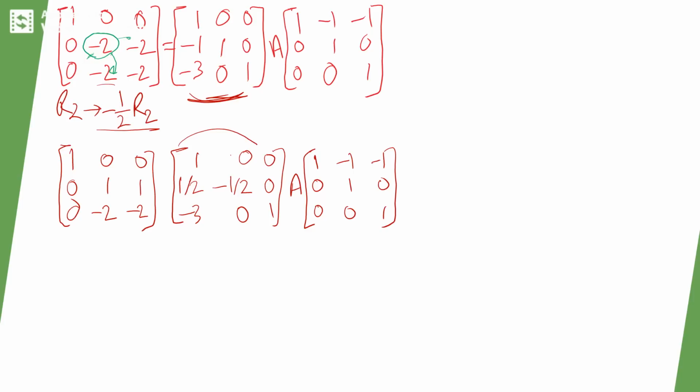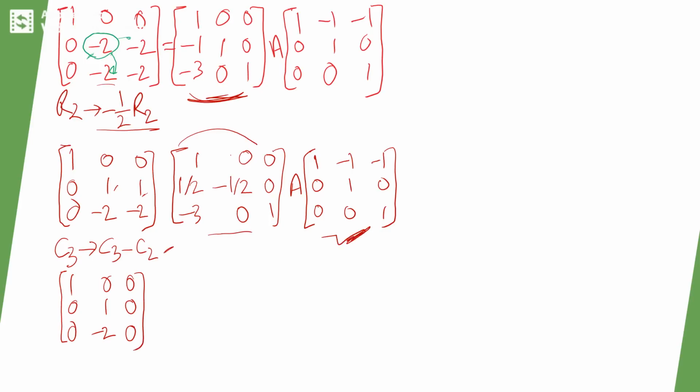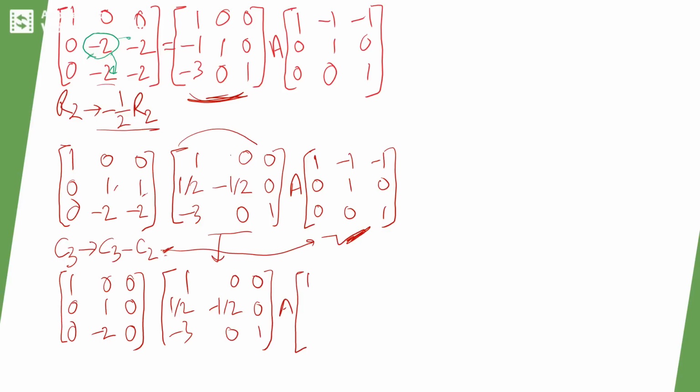Now by the help of that element, make the below element 0, or we say that element 0. So we apply the column operation on C3 minus C2, so it become 1 0 0 0 1 minus 2 0 0, and this become also 0 because we apply the operation on column. So on the right hand side we apply the operation on that matrix, so this matrix is same, 1 0 0 1 by 2 minus 1 by 2 1 0 minus 3 0 1 A, and this operation apply on that matrix, we get 1 minus 1 0 0 1 minus 1 0 0 1.